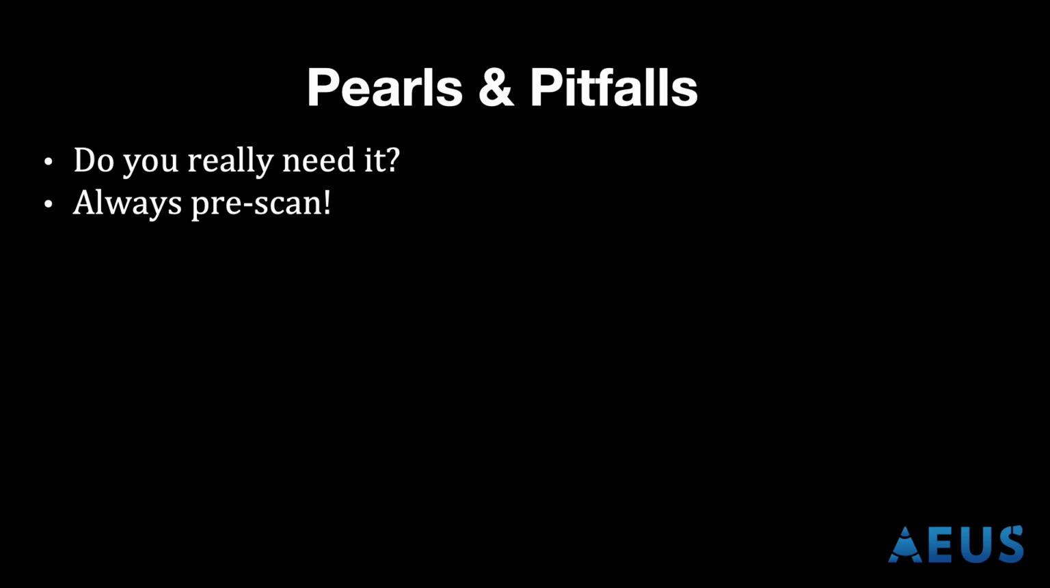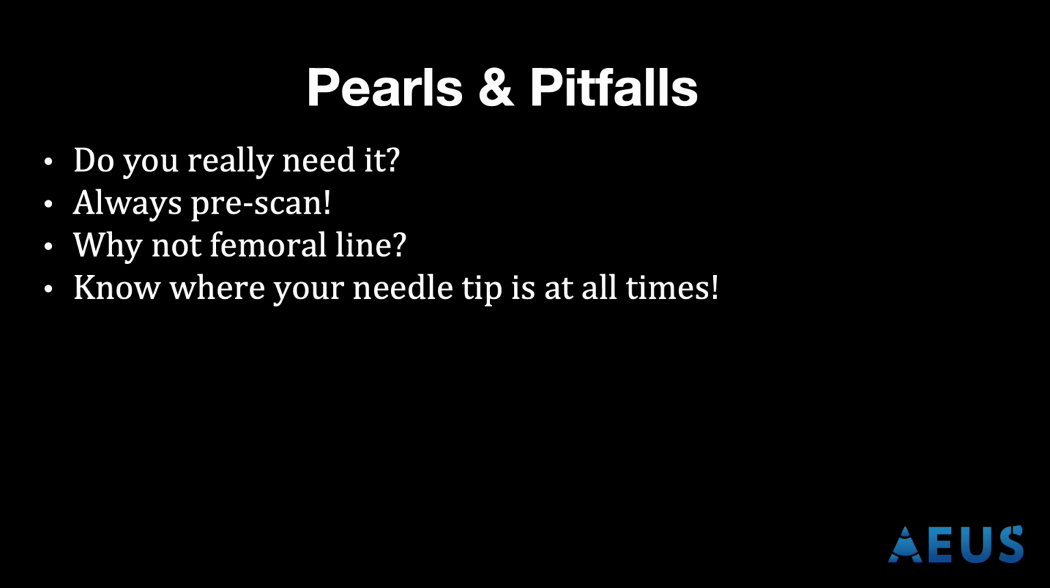Remember to always pre-scan. Patients have various anatomy, patients have various pathologies. Occasionally you will find a vessel that is inadequate or hidden behind an artery, and occasionally you may find that your vessel has thrombosed and will be an inadequate site for access. Why not use your femoral line? It is just as clean if full sterile procedures are being used, and in most patients is a more easily accessed and more tolerable location than an IJ or subclavian placement.